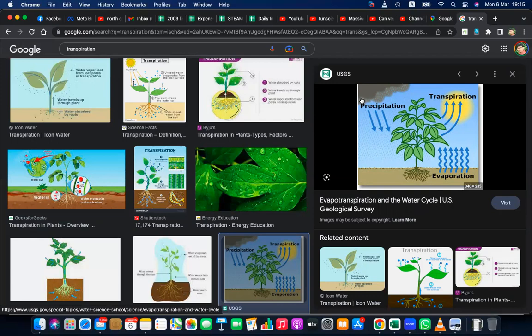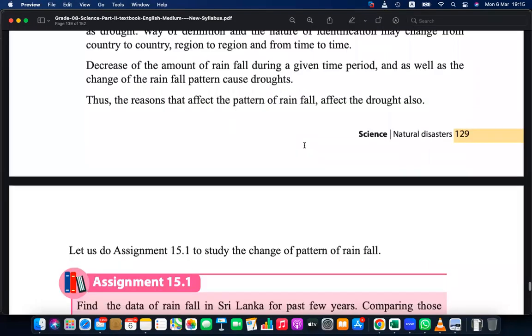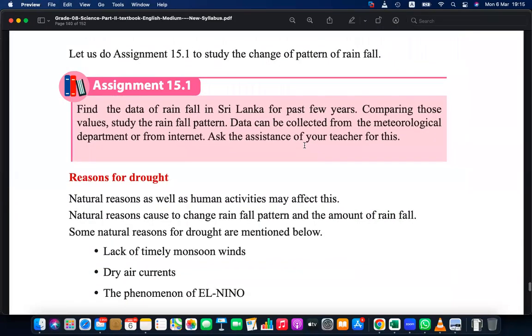So if an unfortunate situation happens like that, even the evaporation and transpiration cannot bring the precipitation back to the soil. So that can lead to drought. Such a situation in the monsoon time is like that. Okay. Right. So that is a reason for drought.